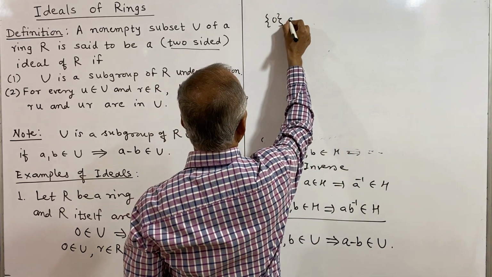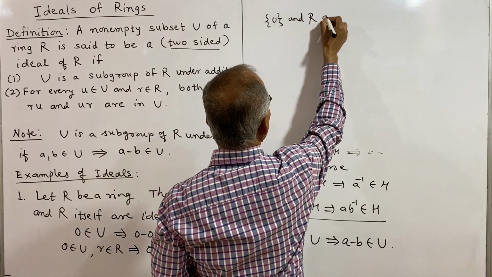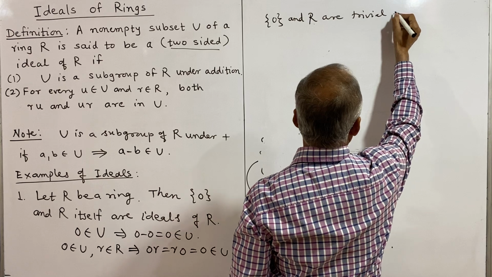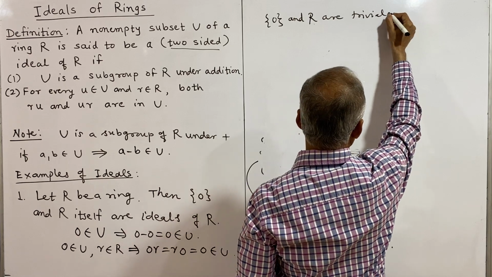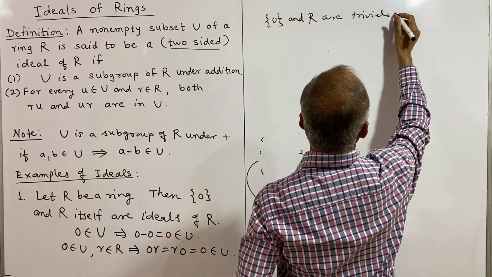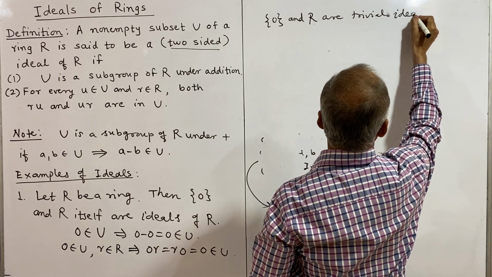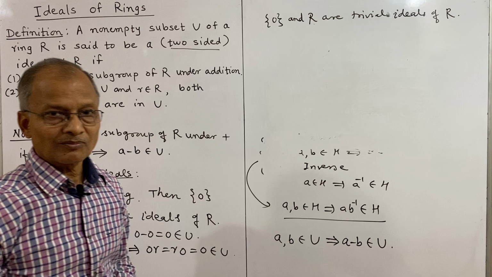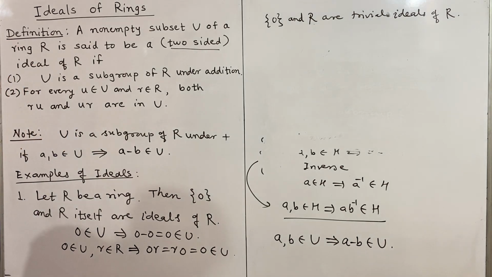0 and R are trivial ideals or proper ideals, trivial ideals of R. Now we shall consider some non-trivial examples.